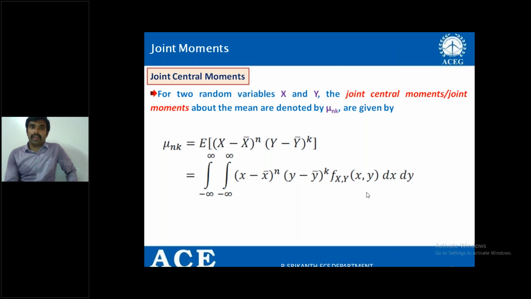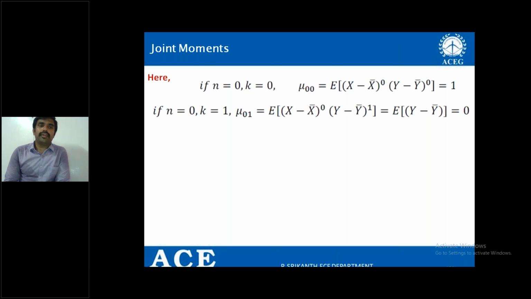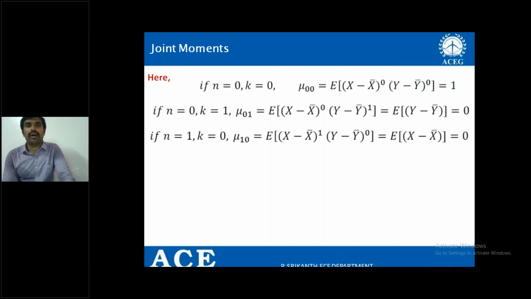And now we are coming to the joint central moments to find the statistical parameters. Let us see how to find them. Here, if n equal to 0 and k equal to 0, again the 0th order moment becomes 1. If the first order central moment, that is n equal to 0 and k equal to 1, the first order central moment is absolutely equal to 0. That may be mu01 or mu10, both are zeros.